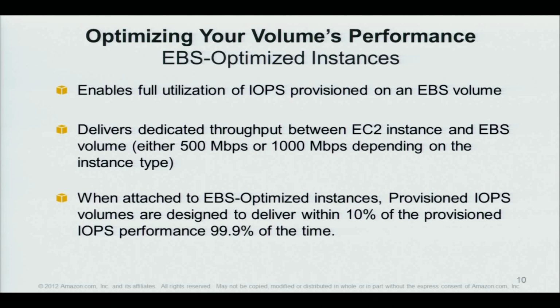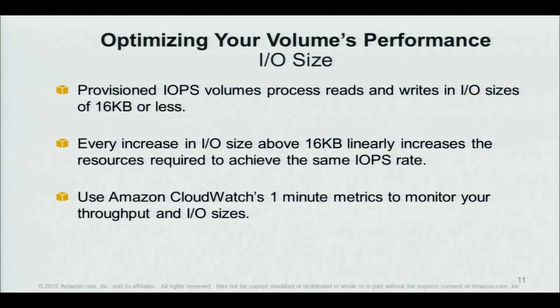And so that's why when attached to EBS optimized instances, provisioned IOPS volumes are designed to deliver within 10% of the IOPS performance that you provision, 99.9% of the time. So if you've provisioned an EBS volume for 1,000 IOPS, you'll get at least 900 IOPS from that volume 99.9% of the time.